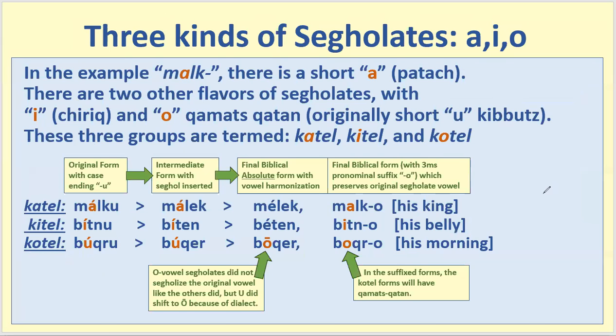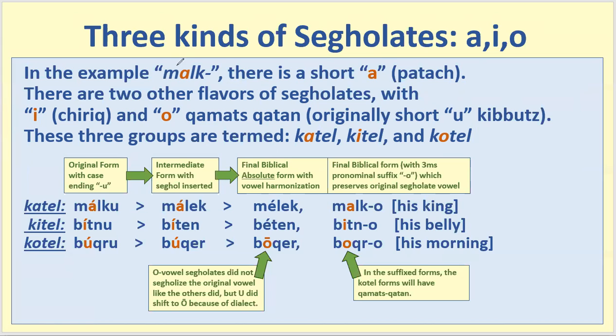All right, so does that mean all segolates had an ah vowel in them? No. Actually, there were three kinds of segolates, depending on what original short vowel they had. In the example malk, the original short vowel was a patach. But there are two other flavors of segolates, one with a chirik and one with a kamatz katan o vowel, which originally in Semitic languages would have been a short u vowel. I'm going to call these three groups katel, kittel, and kotel.